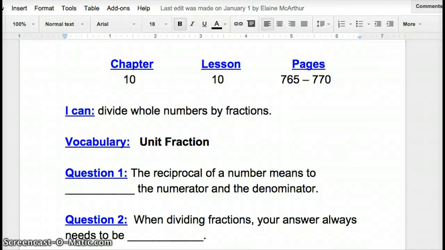Today's lesson is Chapter 10, Lesson 10, which can be found on pages 765 through 770. Our objective is I can divide whole numbers by fractions. Vocabulary, unit fraction. Question 1. The reciprocal of a number means to blank the numerator and the denominator. Question 2. When dividing fractions, your answer always needs to be blank.